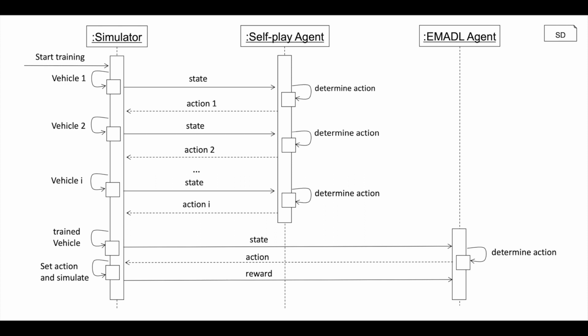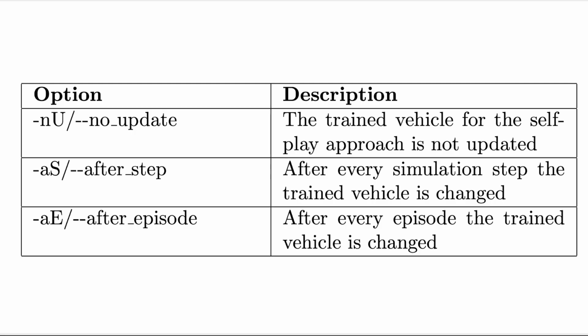In this work, a new approach using self-play was introduced. Therefore, one vehicle is trained using EMADL, while all other vehicles are simulated by the self-play agent. There exist three options on how the trained vehicle during training is updated or swapped. These are, namely, no update of the trained vehicle at all, an update of the trained vehicle after each simulation step, or a swap of the trained vehicle after each training episode.